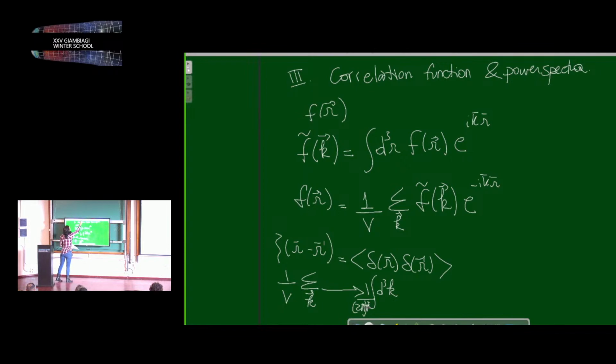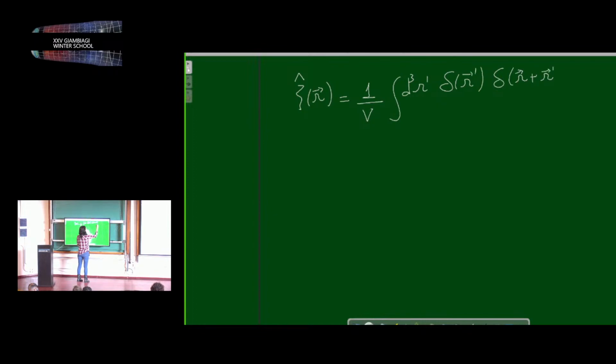And I will write estimators with a hat, okay? This is, in general, how it's done in the literature as well. So this estimator of the correlation function at a particular distance, where r is the distance that I'm considering, can be written as 1 over the volume, an integral over d3r prime, delta of r prime, delta of r plus r prime, okay?